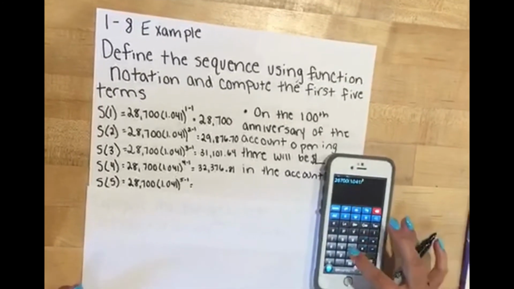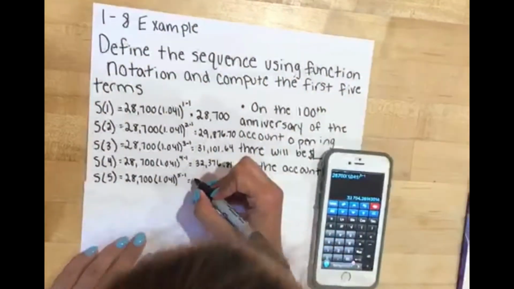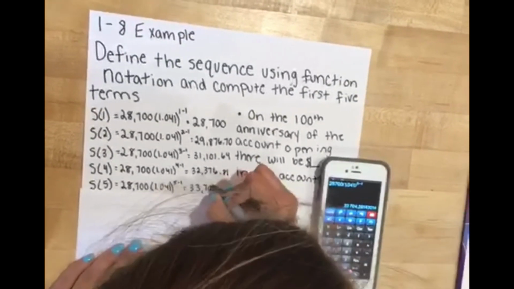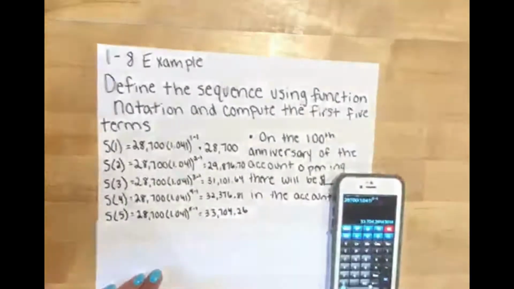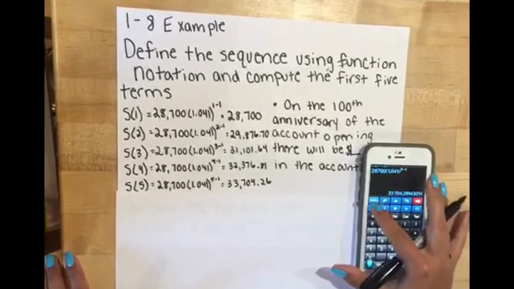And you're raising it to the 5 minus 1 power now. And that gives you a value of $33,704.26. So that is what you would do.